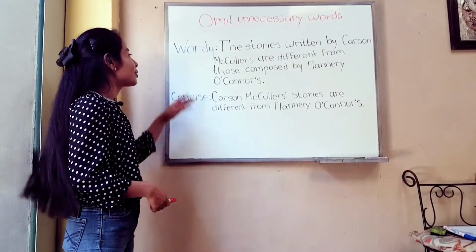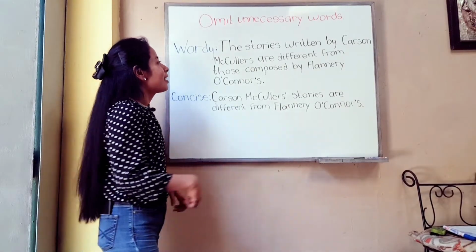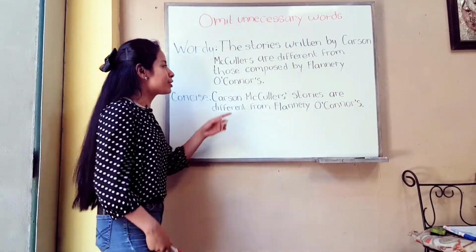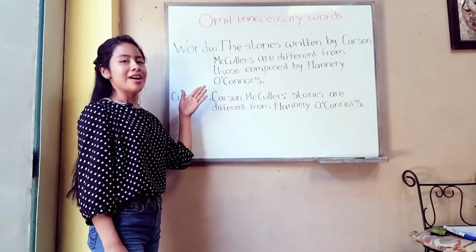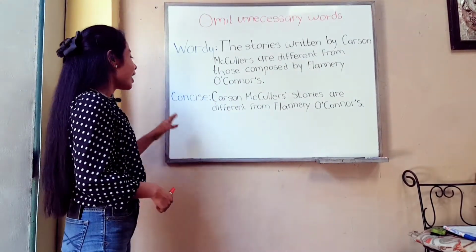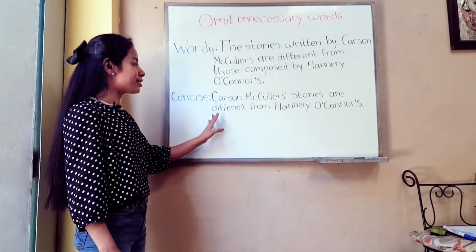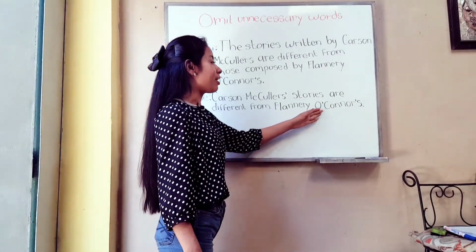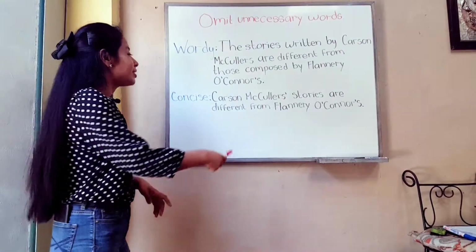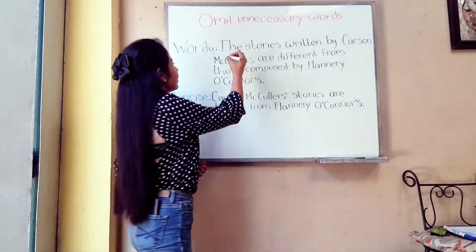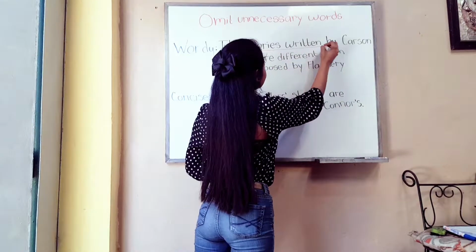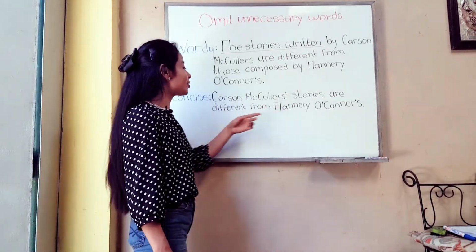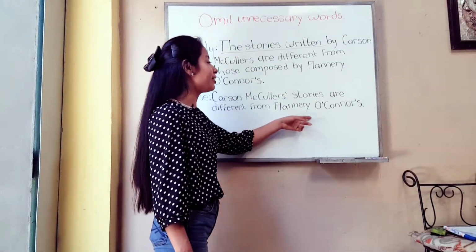Now, here we have another wordy sentence, that is, the stories written by Carson McCullers are different from those composed by Flannery O'Connor. And we have the concise sentence, that is, Carson McCullers' stories are different from Flannery O'Connor's. As you can see here, we omit this part of the sentence.